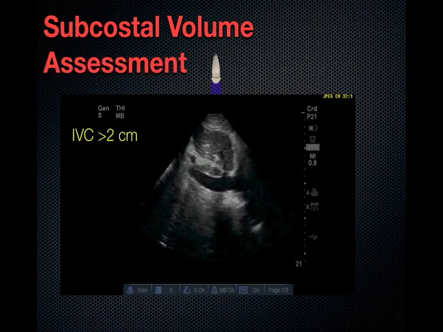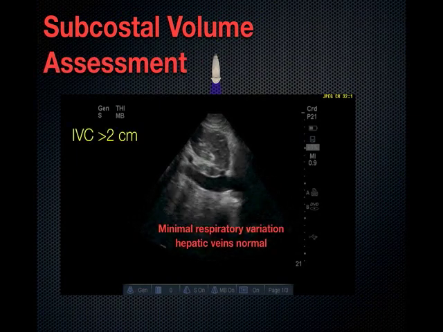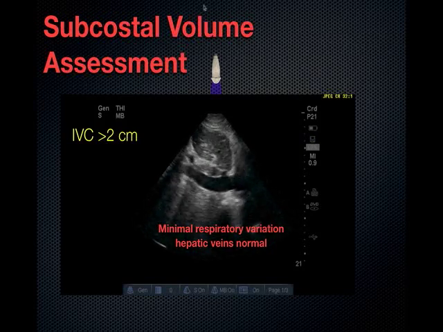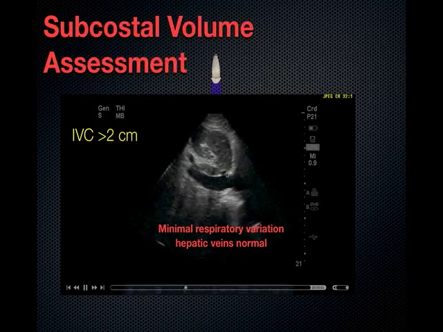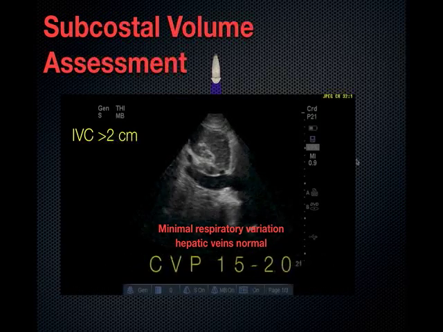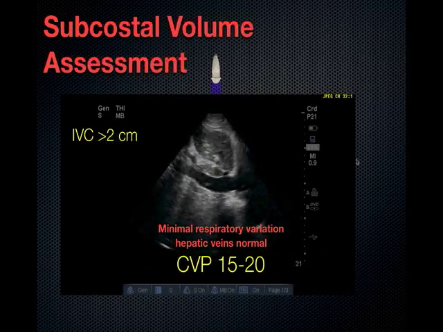Here's an example of an IVC that's plethoric with very little respiratory variation. But the hepatic vein is not, this right here, this first hepatic vein is not distended. So here's CVP in the high teens to 20.